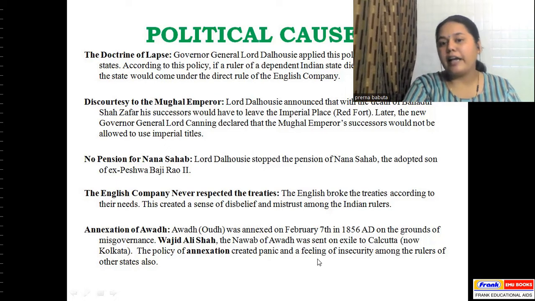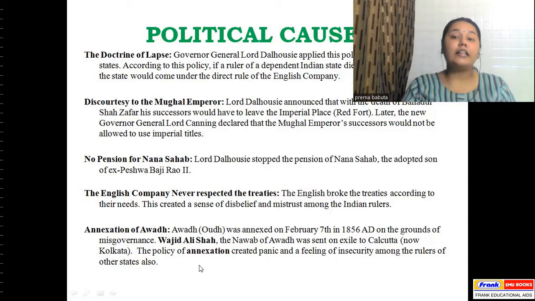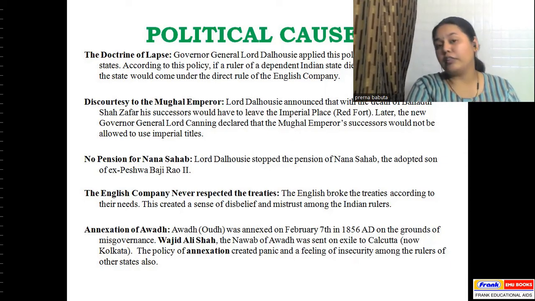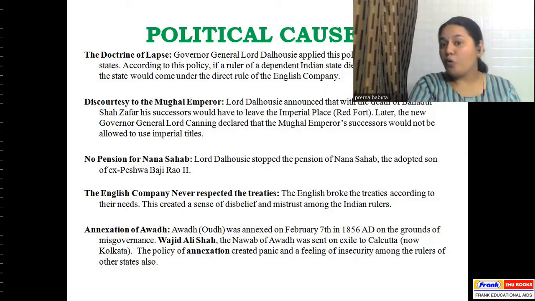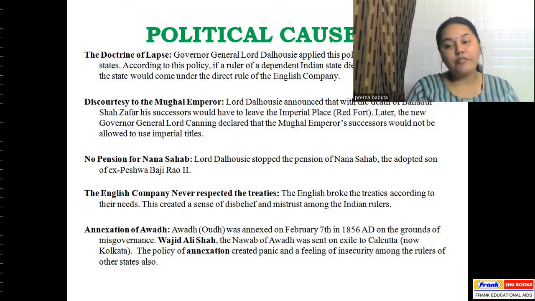created panic and a feeling of insecurity among the rulers of other states also, because they felt that today Awadh, such a strong kingdom, is being captured and brought under the control of the East India Company. Tomorrow we might be the next. So these were the political causes that fueled the uprising of 1857.